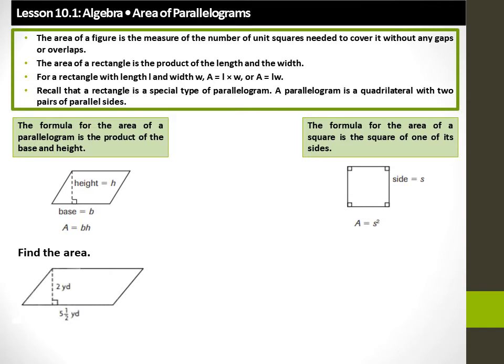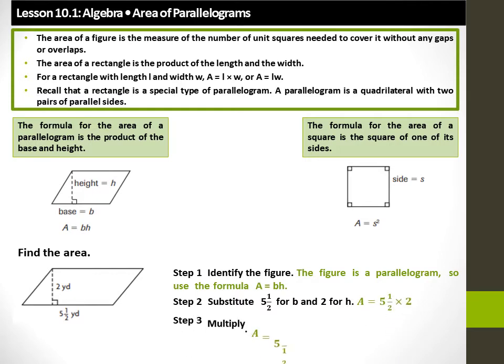Find the area. First, you identify the figure. The figure is a parallelogram, so you use the formula A equals base times height. Step 2. You substitute 5½ for B and 2 for H. So area is equal to 5½ times 2. Step 3. You multiply. 5 times 2 is equal to 10. And half times 2 is equal to 1. 10 and 1 is equal to 11. So the area is equal to 11 yards squared.